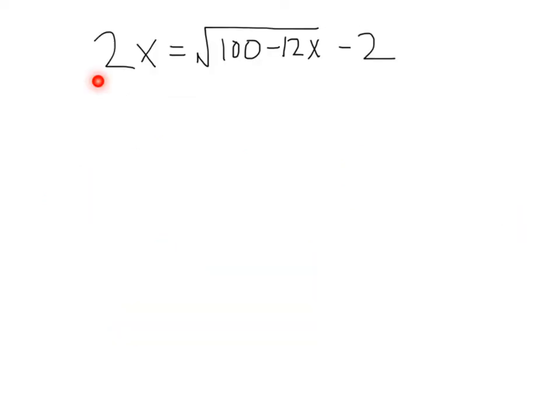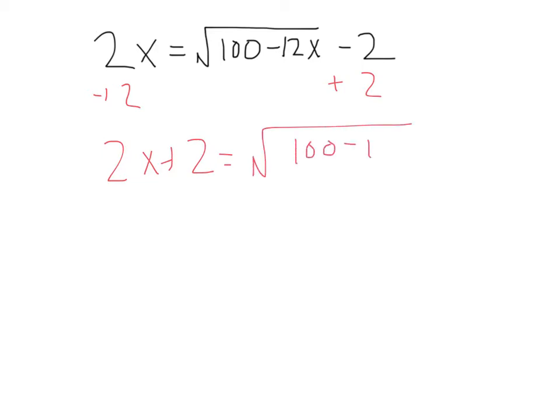Next up, we have 2x equals square root of 100 minus 12x, minus 2. First thing we want to do is isolate this square root. So I'm going to go ahead and add 2 to both sides. That's going to give me 2x plus 2 equals the square root of 100 minus 12x.